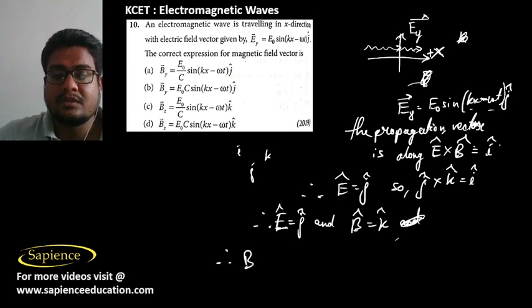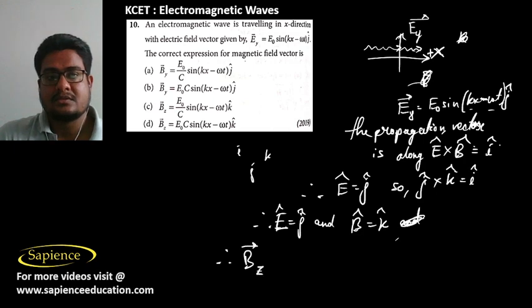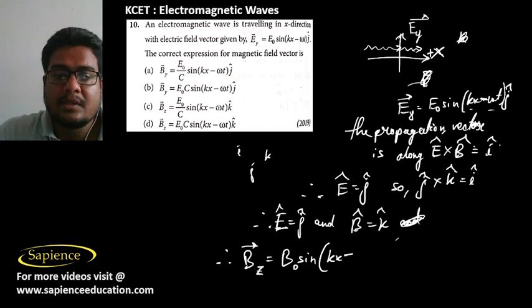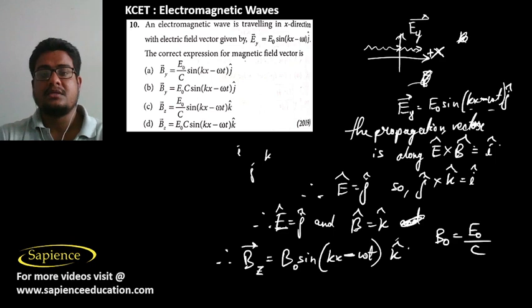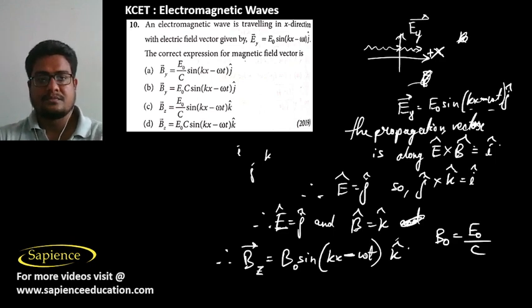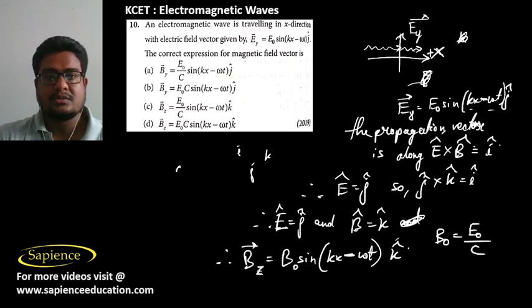Therefore, the magnetic field will be along Z axis. Bz is equal to B naught sine of kx minus omega t, in the K cap direction, where B naught is given as E naught by c, where c is the speed of light in vacuum. So it means that option C is the correct answer.